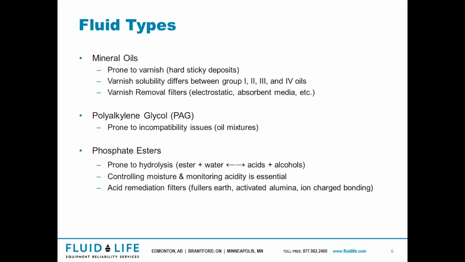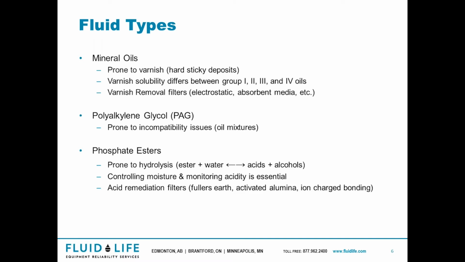Phosphate esters are another one of those new but fairly rare oils. They're prone to hydrolysis, and so if you have water in a phosphate ester, you get a chemical reaction of acids and alcohols, which are going to be very damaging to your system, causing metal leaching and other equipment type failures. So controlling the moisture and monitoring acidity is essential. You must make sure that there is no water if you're using any sort of phosphate ester.